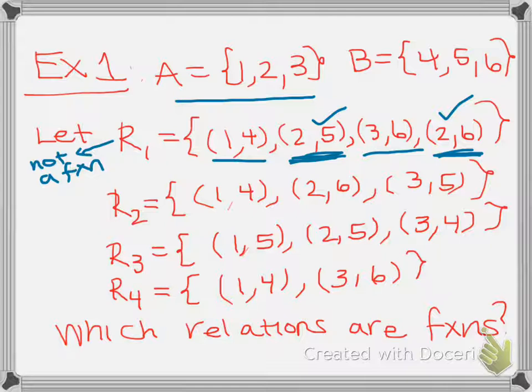those 2 places better be the same. And we don't have to worry about that, right? Because 1 is just going to 4, 2 is just going to 6, and 3 is just going to 5. So R2 is a function, all right? I'm just going to circle that to represent it as a function.